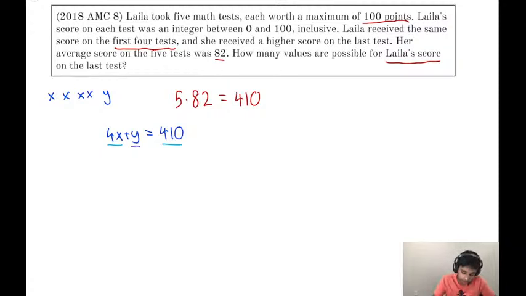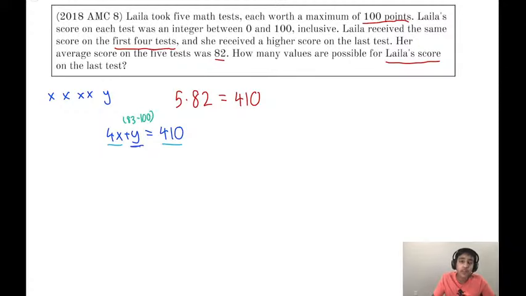So what you can notice here is that, again, y has to be 2 more than a multiple of 4. It has to be between 0 and 100. So we're given that y has to be the highest score on the test. So that means y has to be greater than 82, or at least 83. So y has to be in the range from 83 to 100.